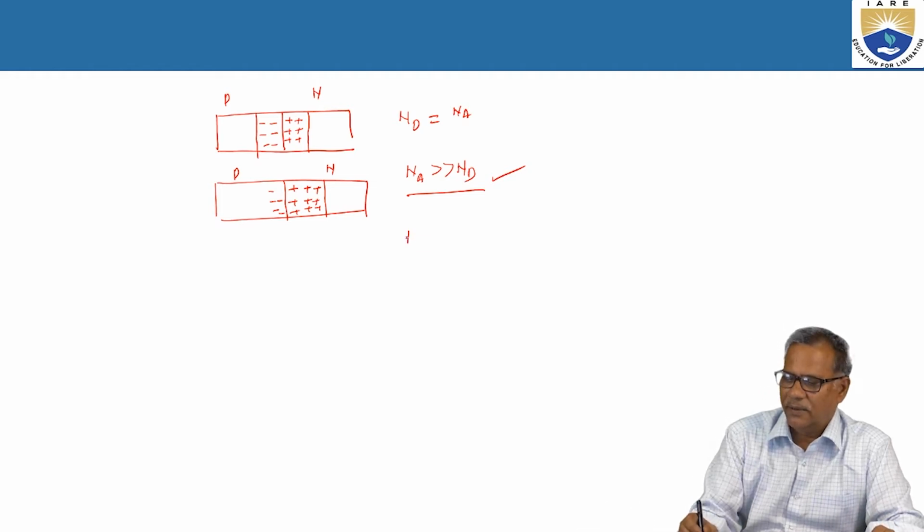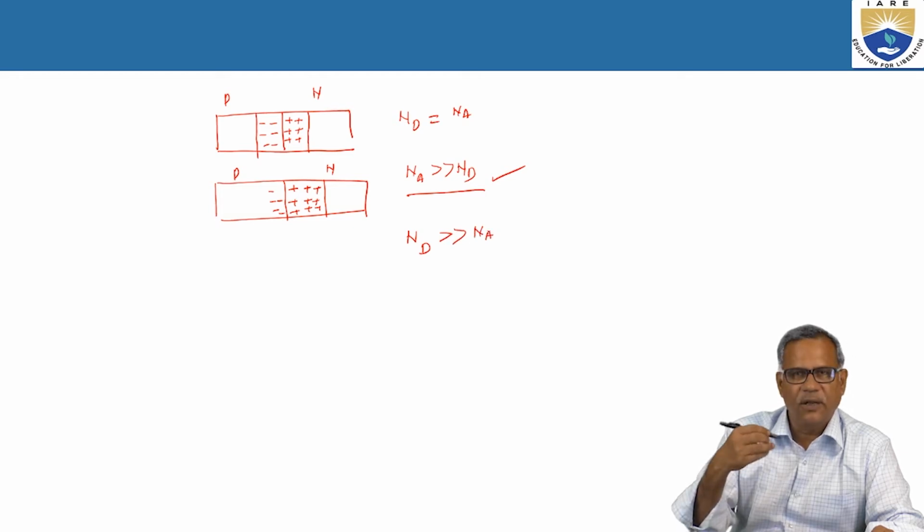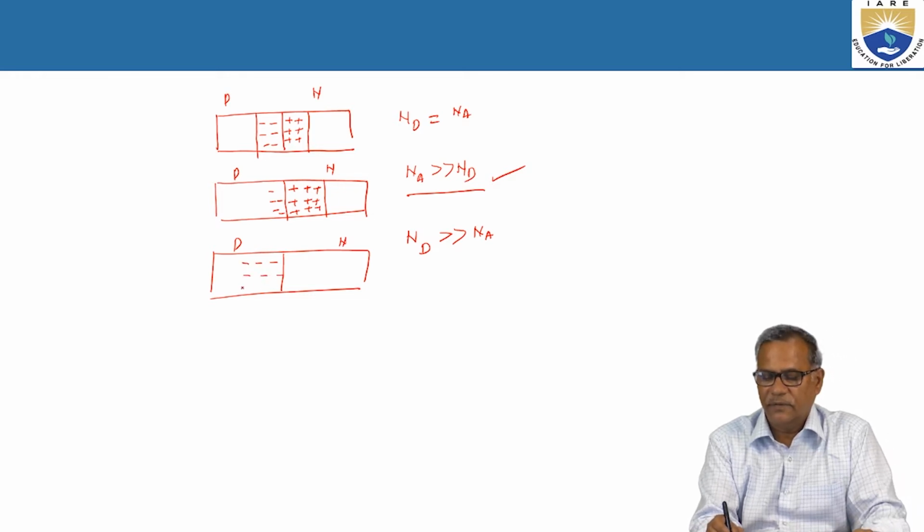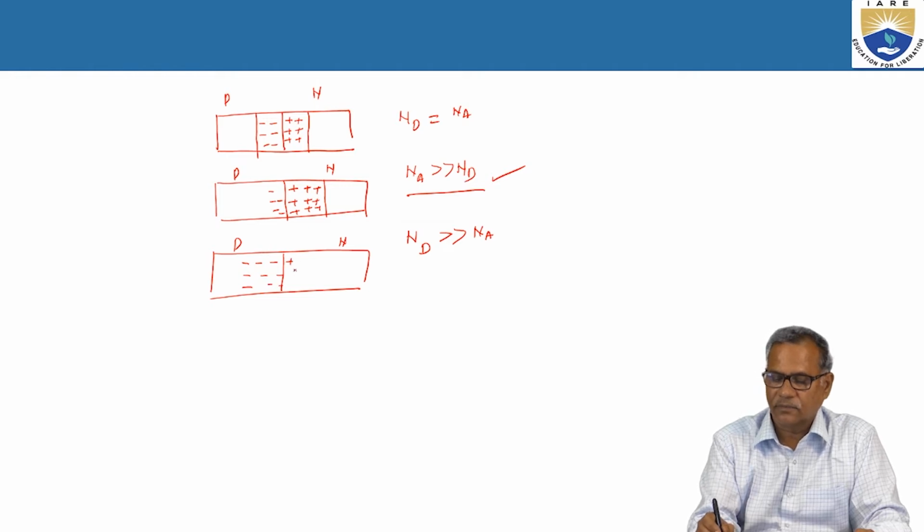And in the other case, if Nd is far greater than Na, then the depletion region occupies more space in the P region. So this is the P region and this is the N region. So here we are going to have more spread of the depletion region.